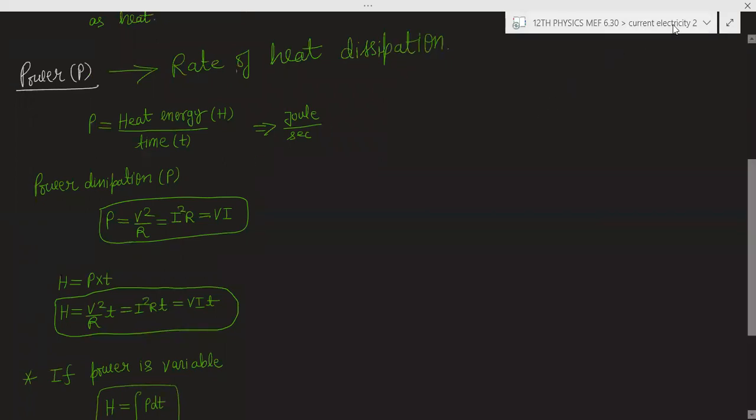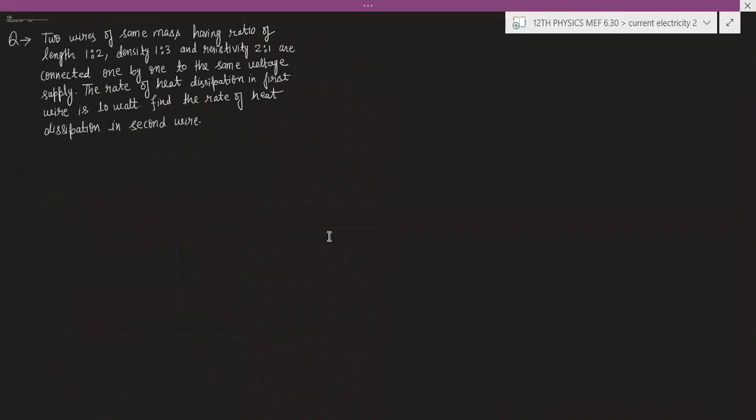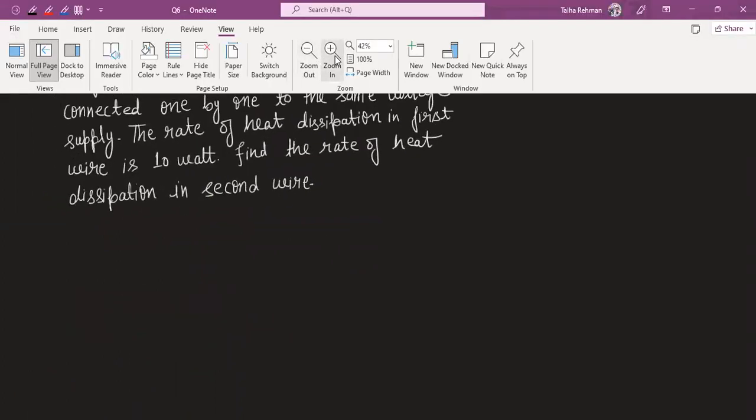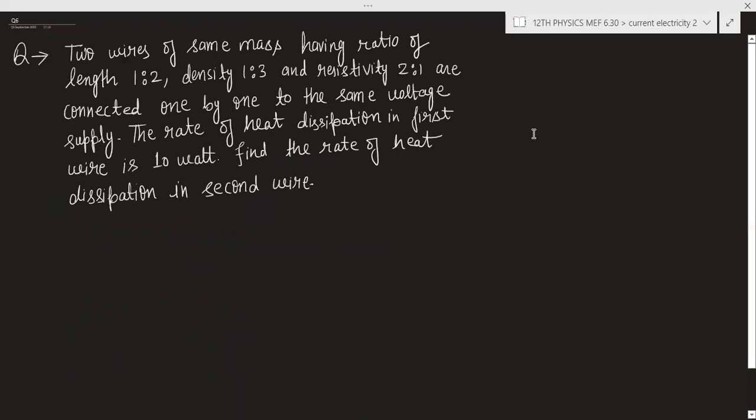Okay, very good. Now we have this last question, and I will say this is a really good question. First, read the question properly. We have two wires of the same mass, the ratio of length is given, the density ratio is given, and the resistivity ratio is given. They are connected one by one to the same voltage supply.